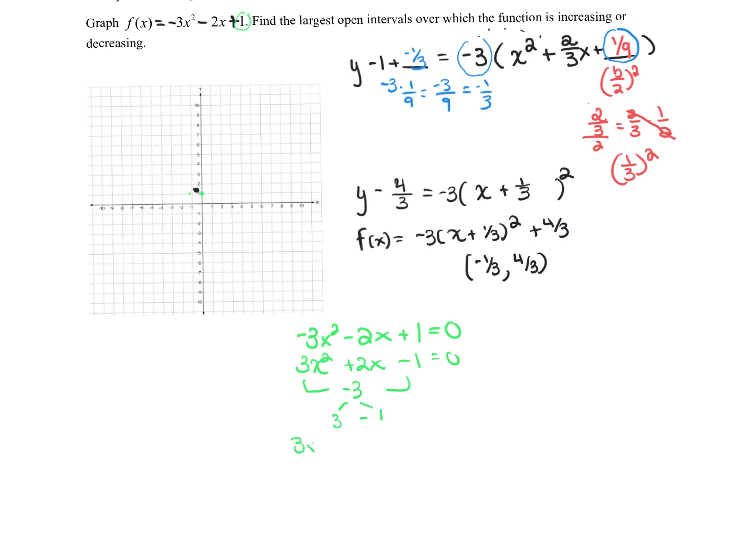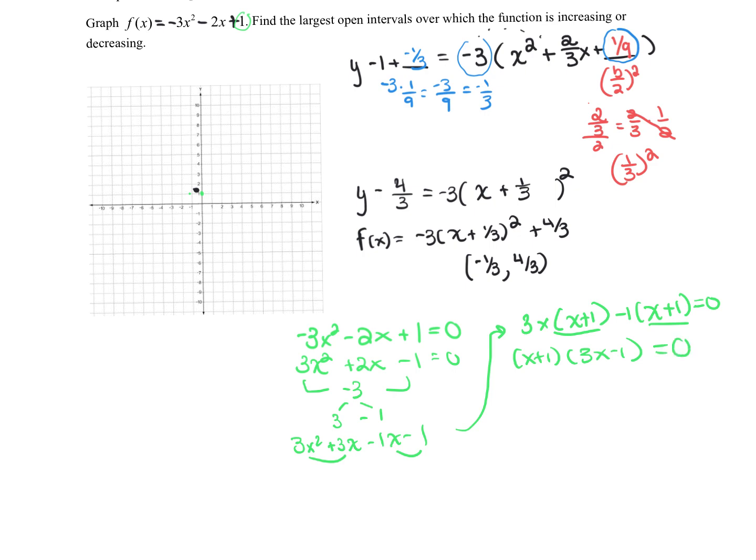So I'm going to get 3x squared plus 3x minus 1x minus 1, factor by grouping. The first two have a 3x in common, x plus 1. The other two have a minus 1 in common, x plus 1 equals 0. And they both have an x plus 1, right here and right here, and left with 3x minus 1. If you take each one of these factors and you set it equal to 0, you are finding the x-intercepts, the roots. So I'm going to do x plus 1 equals 0, 3x minus 1 equals 0, x is going to equal negative 1, and x is going to equal 1/3.